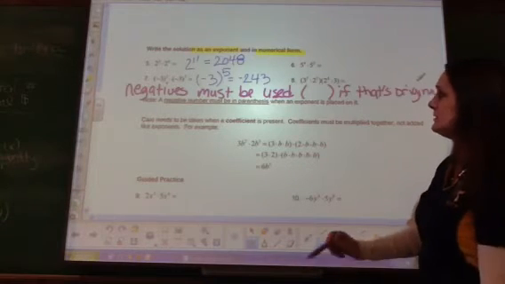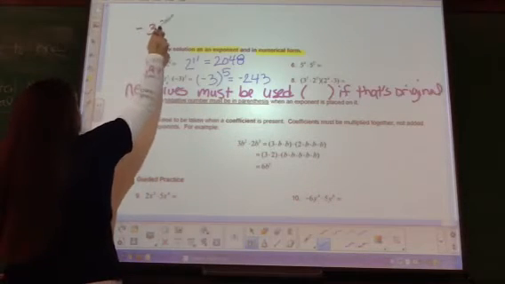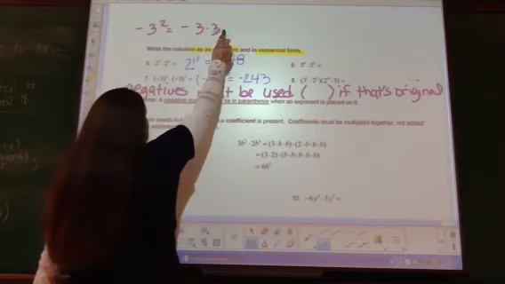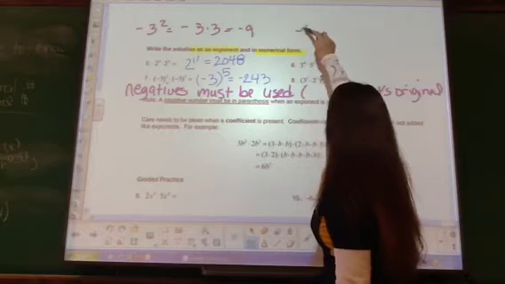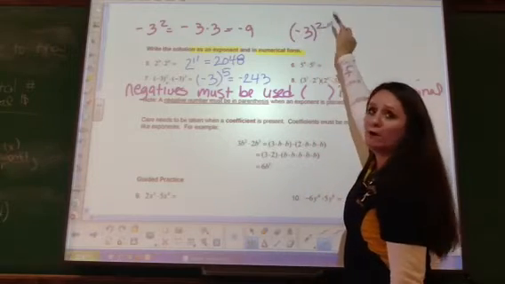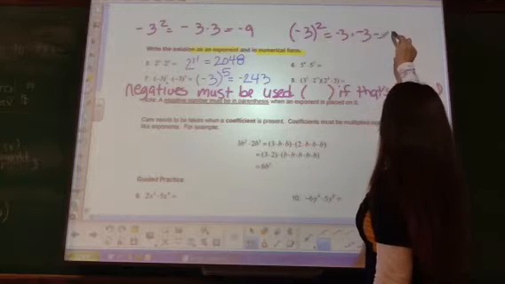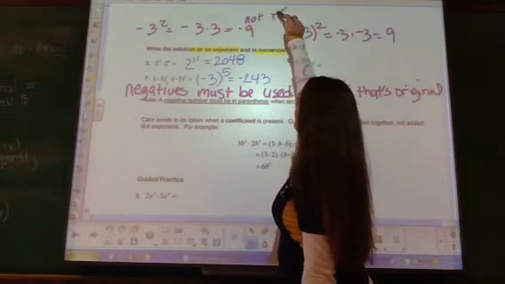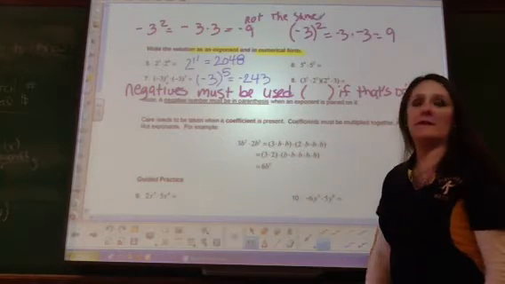The reason is because these are 2 different things. This means negative 3 times 3, which is negative 9. This means negative 3 squared, which is negative 3 twice. That would be positive 9. These are not the same. Be careful about the negatives.